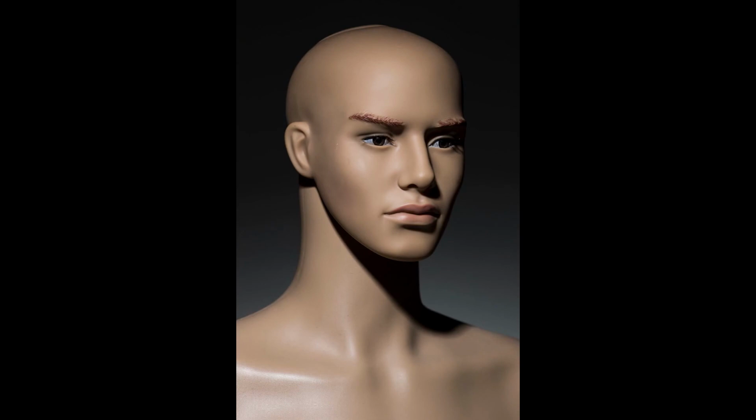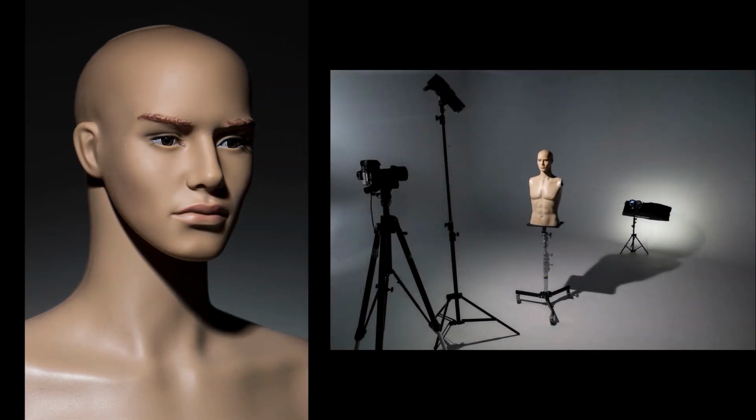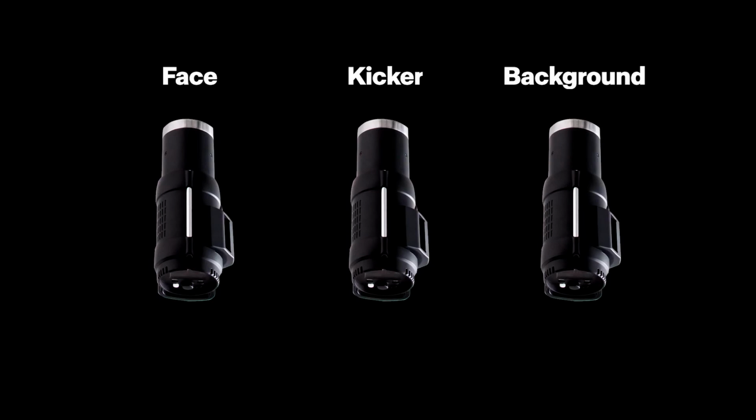And here we have the same kind of gradient, but from bottom up. It's done the same way, but horizontally. So, let's use all 3 kinds of light at once: the face light, the kicker and the background light.